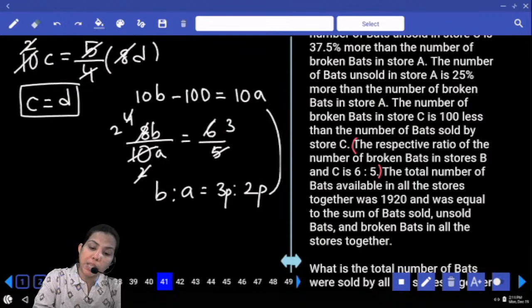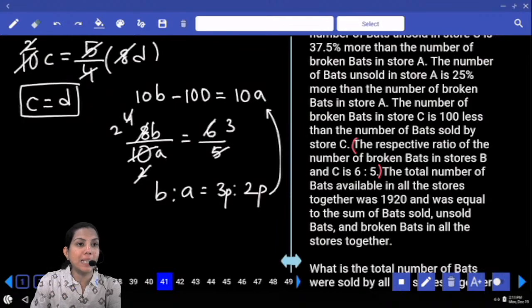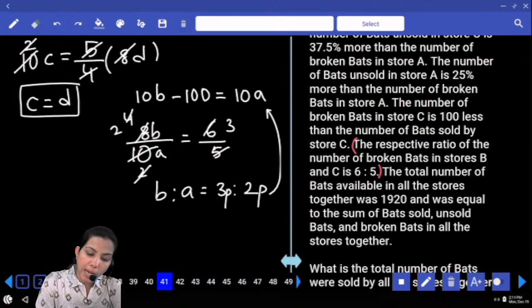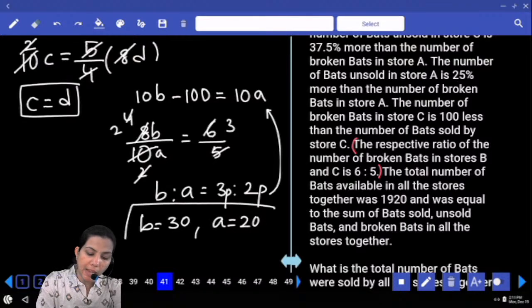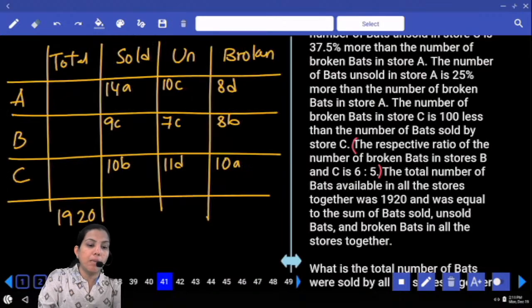I just substitute these values in here. 10 into B means 10 into 3 parts, 30 parts, minus 100 is equal to 20 parts. Right? 30 parts minus 20 parts means 10 parts is equal to 100, then 1 part is equal to 10. We conclude that B is equal to 30 and A is equal to 20. B value 30, A value 20. I am writing them here.